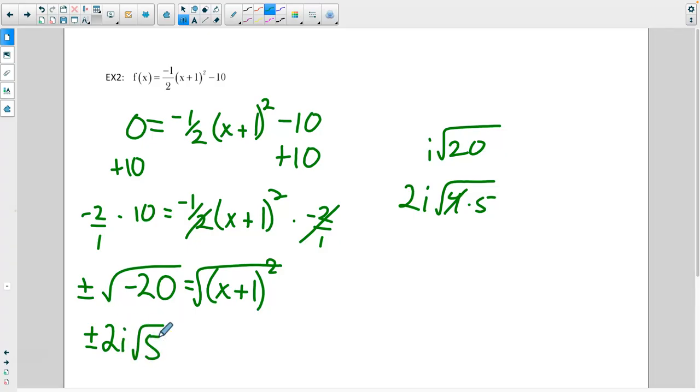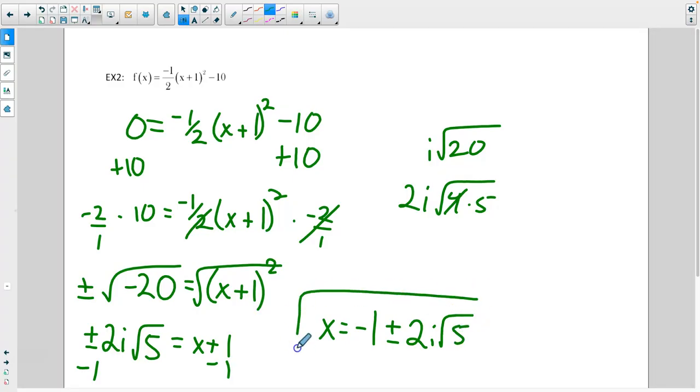square root of 5. Now folks, anytime that you have a square root of a number you can't take, or you have an imaginary number, you should be happy, because it actually makes your problem a little bit shorter. It actually makes the steps just that much shorter. So this is going to be x plus 1. Now, I subtract 1 over. Can I combine those two things? No. So I end up with x is equal to negative 1 plus or minus 2i square root of 5.